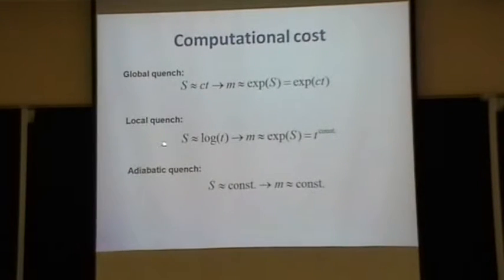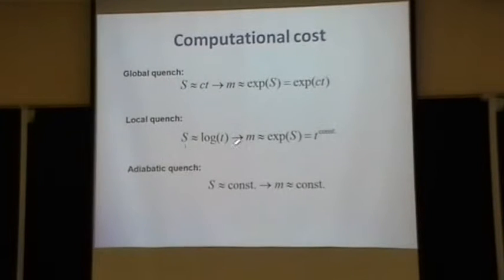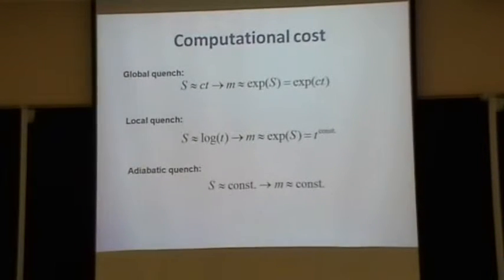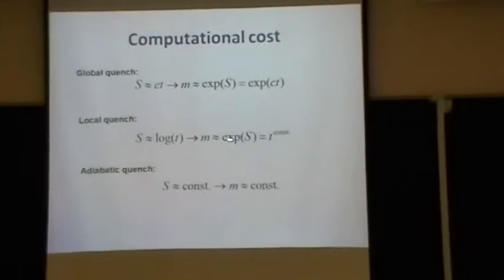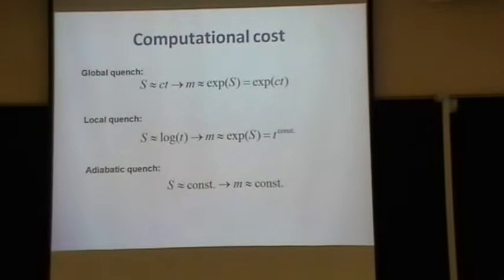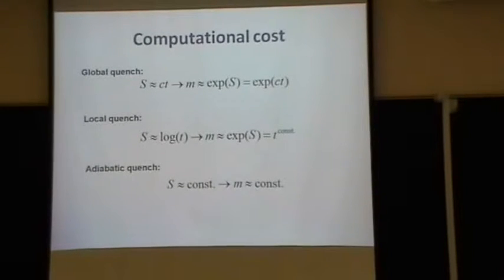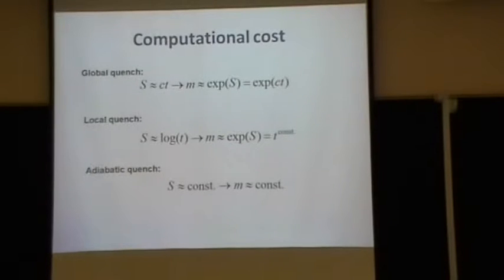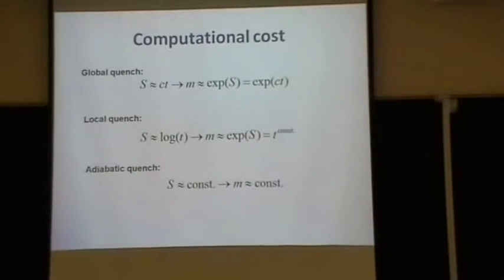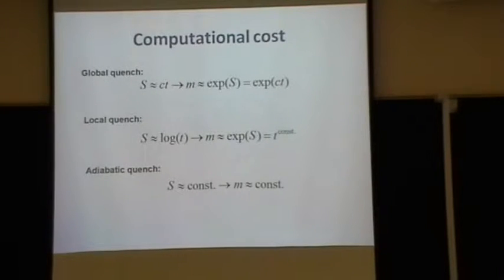Now, if we do a local quench, the entropy is going to grow as log of T. That means that the number of states is going to grow as T to some constant. So it's going to be polynomial in time. And that's good, because it gives us some hope to be able to control the errors for longer quenches and go to larger time intervals.